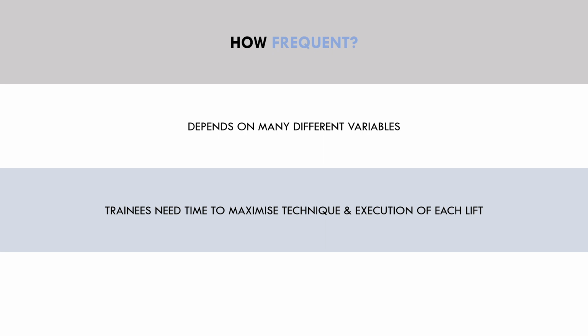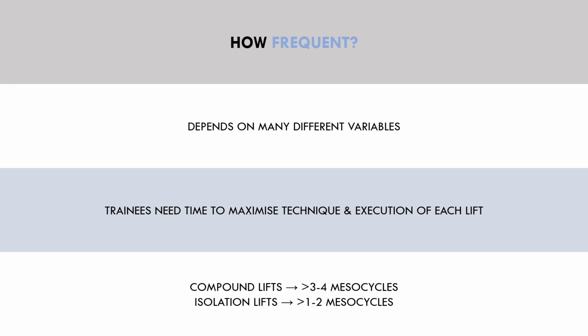As a general rule, most compound lifts shouldn't be changed for at least 3 to 4 mesocycles, while isolation lifts can be changed every 1 to 2 mesocycles if desired. This is because compound lifts are more complex and take longer to become effective with in terms of technique. Isolation lifts, on the other hand, are much simpler to perform and there is minimal technique adjustments that can be made.